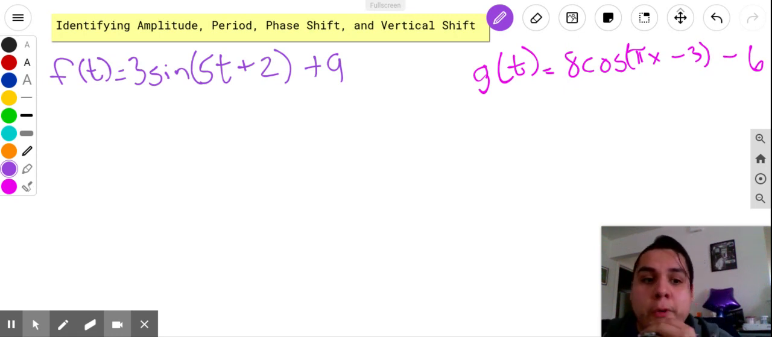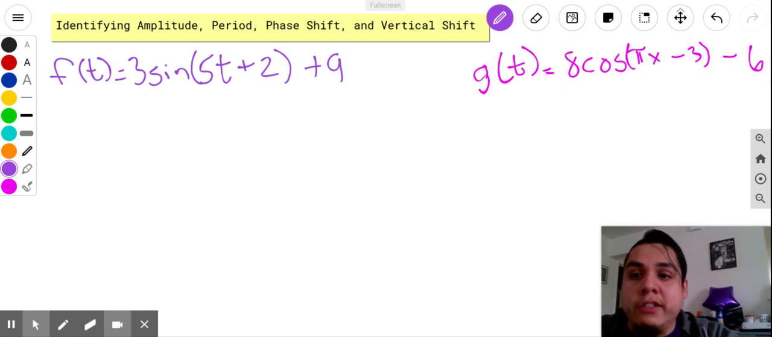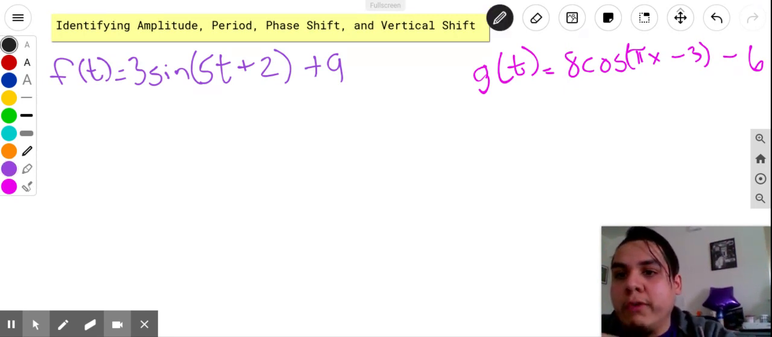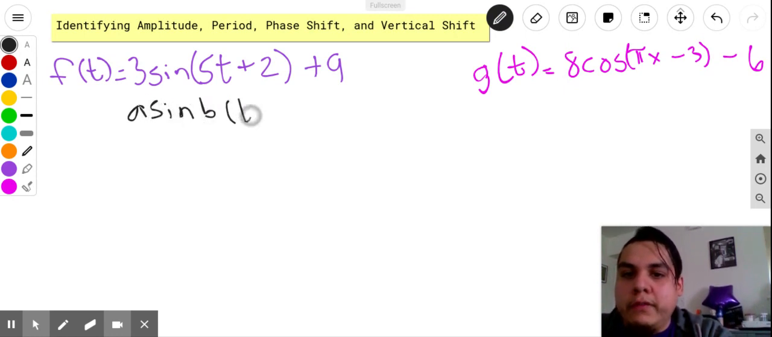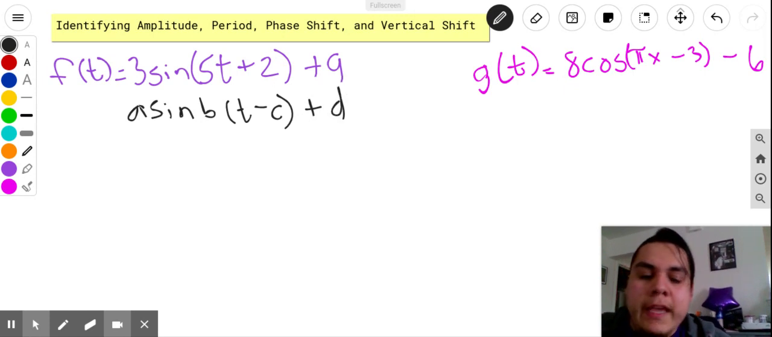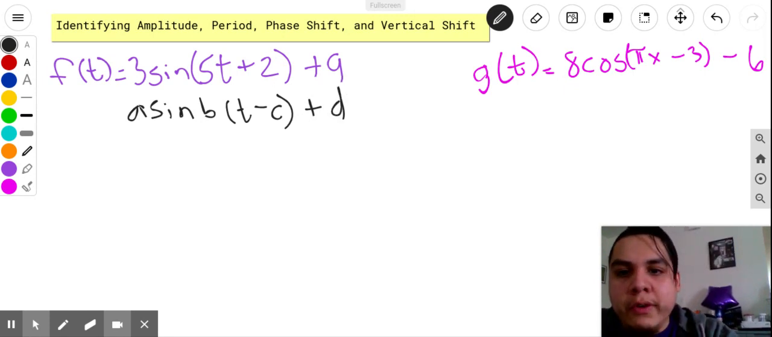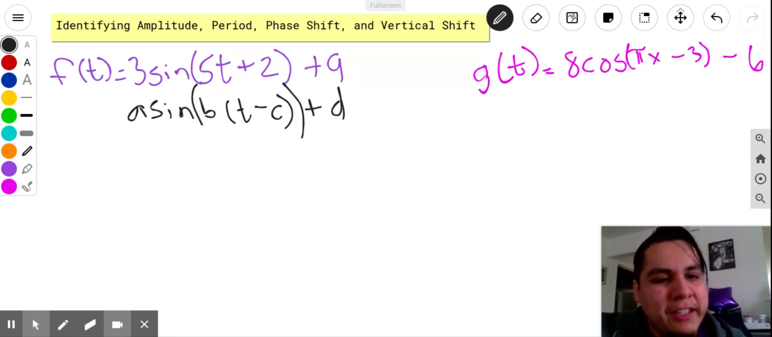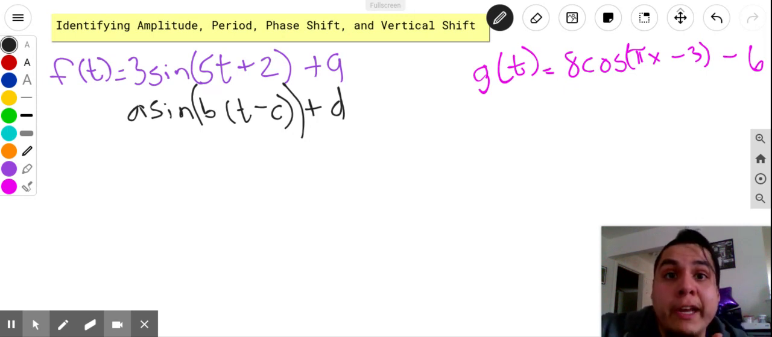All right. So ideally, what I want to do is take this equation and rewrite it into this form: A sine of b of t minus c, plus d. And some people could also write it this way by putting an extra set of parentheses around it. That's the way Desmos had me do it. I'll let you know in your assignment what kind of formatting I'm looking for, just to be clear, okay?